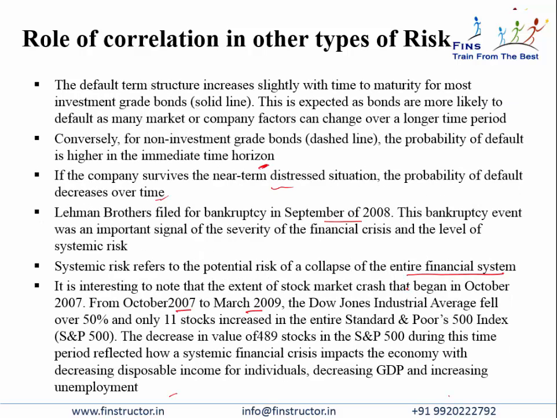The decrease in value of 489 stocks during this time reflected how a systemic financial crisis impacts the economy, with decreasing GDP, decreasing disposable income, and increasing unemployment. So essentially no sector was immune. The prevalence was systemic, or the correlations were pretty high across industries, across sectors, across companies. So systemic risk is a very important factor, and these default correlations can be very high. Declines in value, if not default, just a loss in value, can also happen together for all your investments and compound your woes.